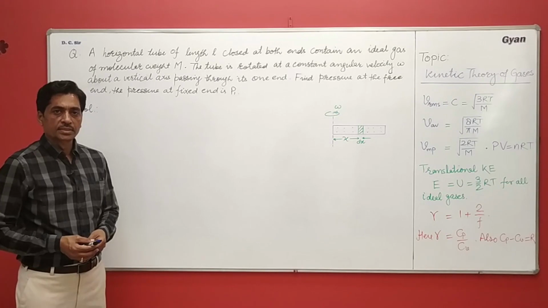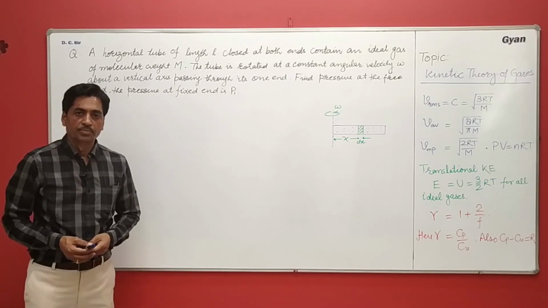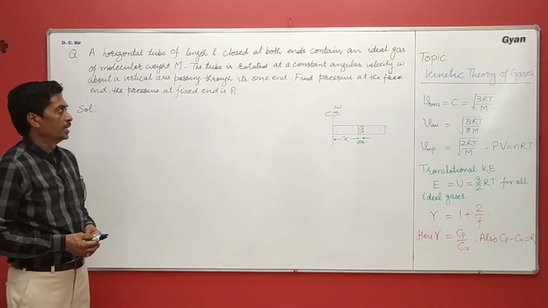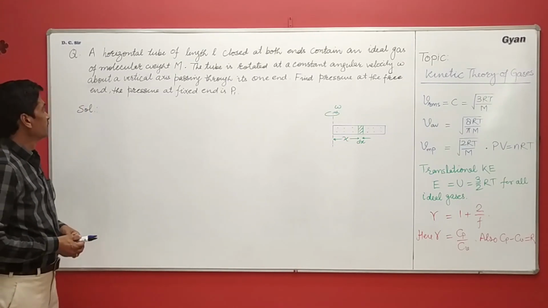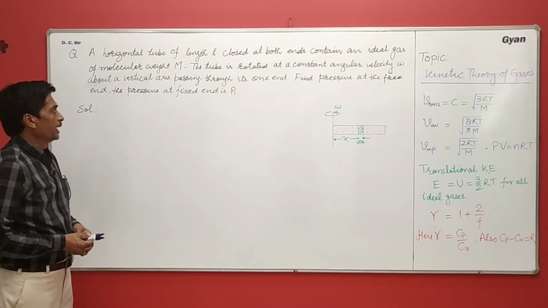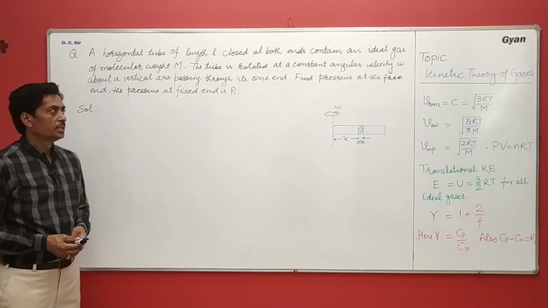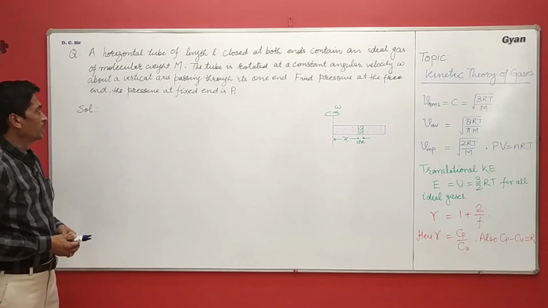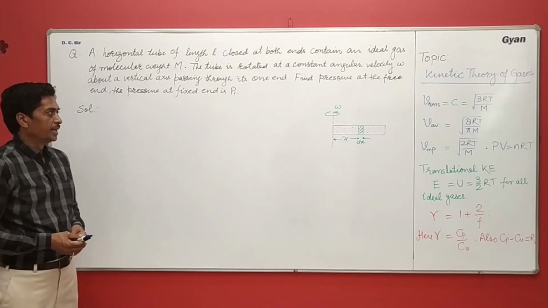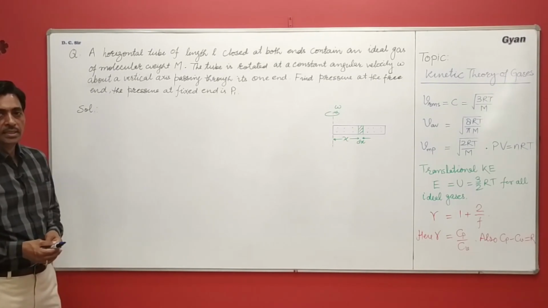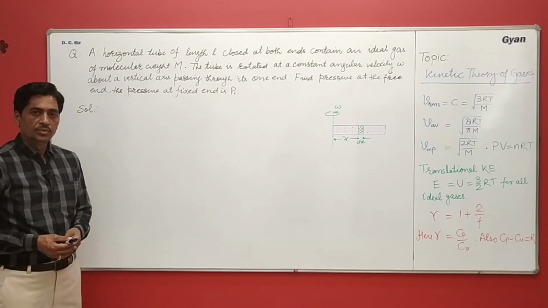Students, I am going to discuss a problem of kinetic theory of gases. The problem is: a horizontal tube of length L, closed at both ends, contains an ideal gas of molecular mass m. The tube is rotated at a constant angular velocity omega about an axis passing through its one end. Find the pressure at the free end. The pressure at the fixed end is equal to P1.